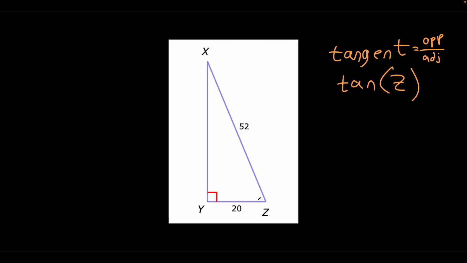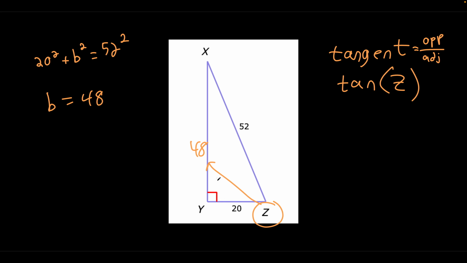So once again, if we're looking at Z, we're going to need to do the Pythagorean theorem. After you've solved the Pythagorean theorem, you get this side is equal to 48. And we're looking at the tangent of Z, which is the opposite over the adjacent side. This is your hypotenuse. So that would be 48 over 20, which most certainly can be reduced. 24 over 10 can be reduced again. 12 over 5. Final answer.